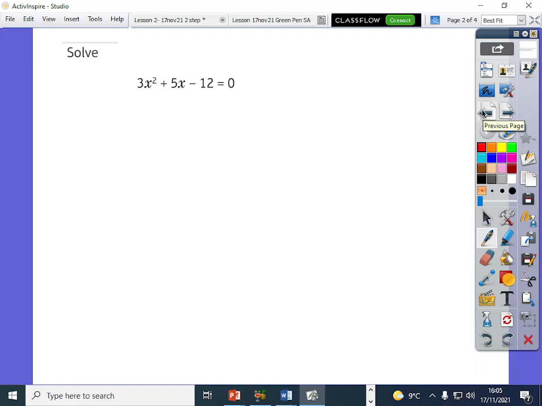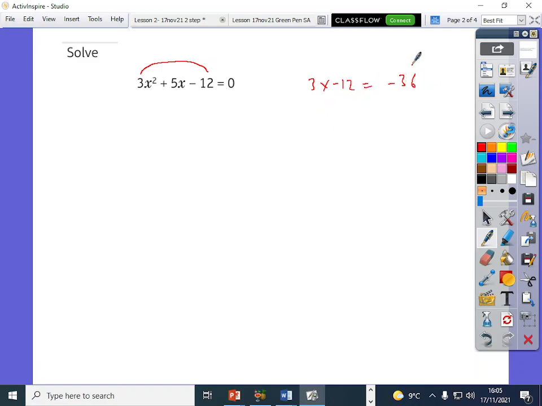Okay, here's another quadratic equation to solve. Now if you can do this, pause the video and try it, and if you can't, just have a look at this. Same again, first thing to do is multiply these two numbers together. So you've got 3 times minus 12, which gives me minus 36.